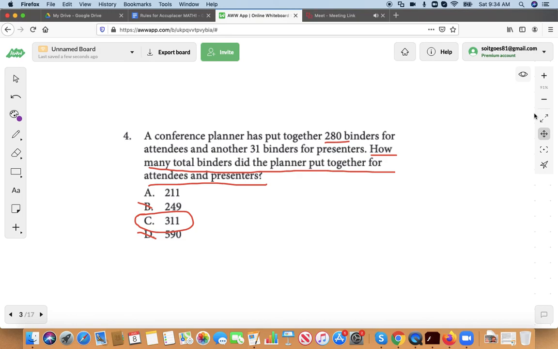Is it starting to make sense when I talk about thinking about the logic of the questions? Yes, sir. This is just common sense. Again, I don't expect them all to be this easy. But you need to get the ones you should be getting right, like this. We didn't even line them up and do that whole middle school thing. We could, but we're just adding 280 and 31. That's not going to be 211. No way. Any questions about that?